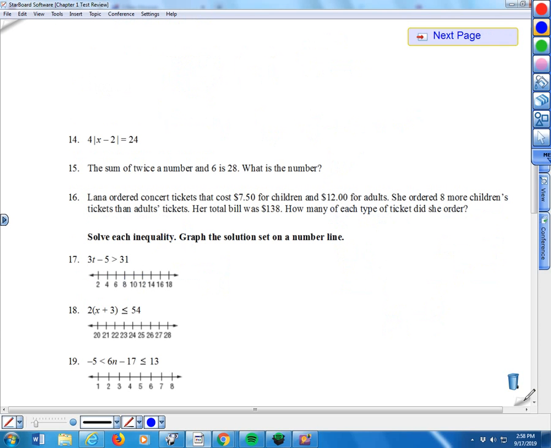Okay, in order to do an absolute value equation, the first thing you always have to do is isolate the absolute value on one side. So I'm going to divide both sides by 4, and then set up my two equations.